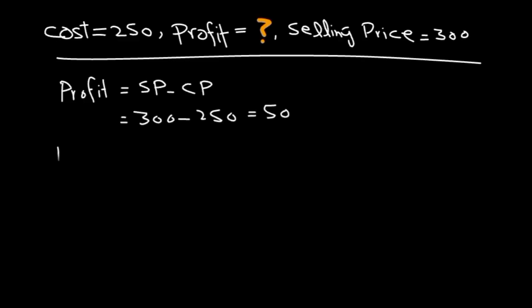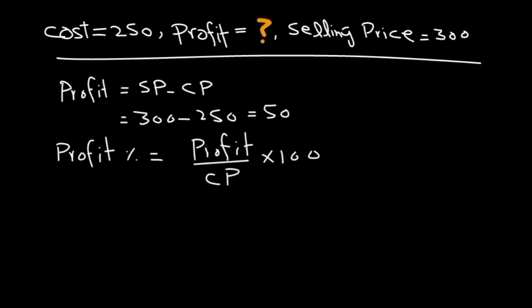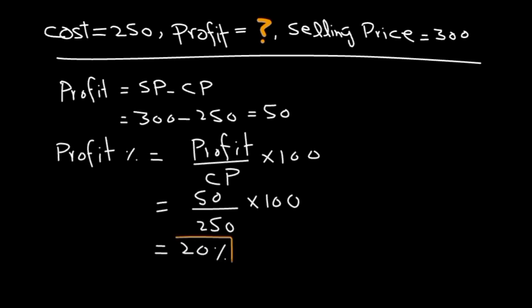Now we find profit in percent. Profit in percent, we have profit over cost price multiplied by 100, that is equal to 50 over 250 times 100. If we simplify it, we will get 20. This is our profit in percent. So that is our answer.